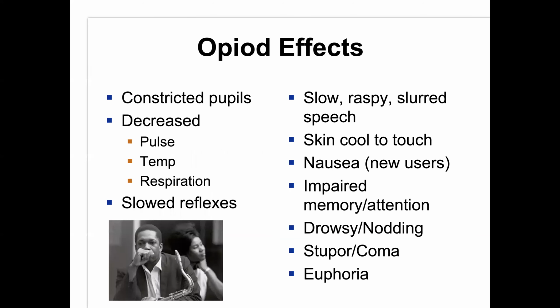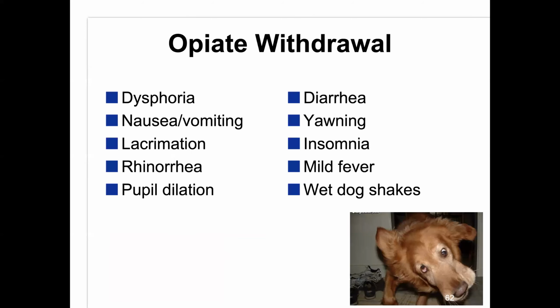These are the classic effects of heroin and other opioids. By the way, the term opiates refers to natural opioids, and opioids refers to both natural and synthetic components, the latter including Vicodin, oxycodone, etc. Here are the typical symptoms of opioid withdrawal.